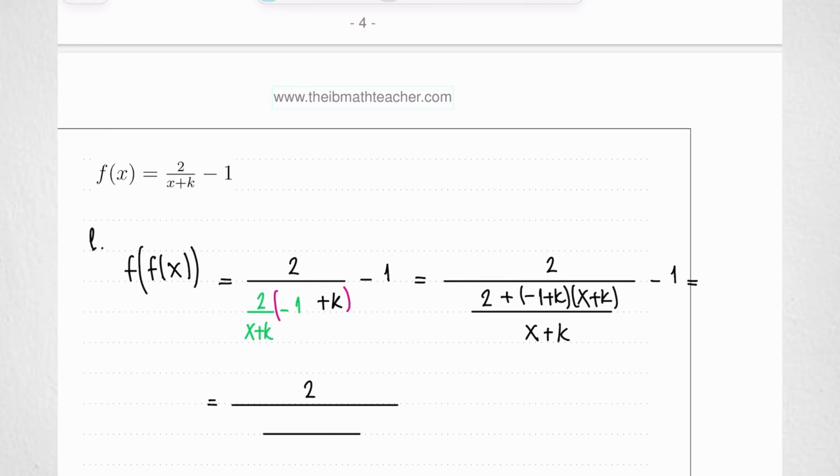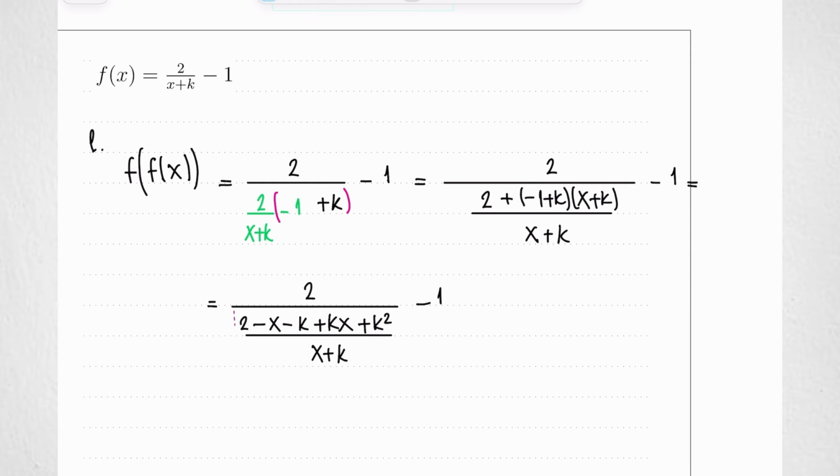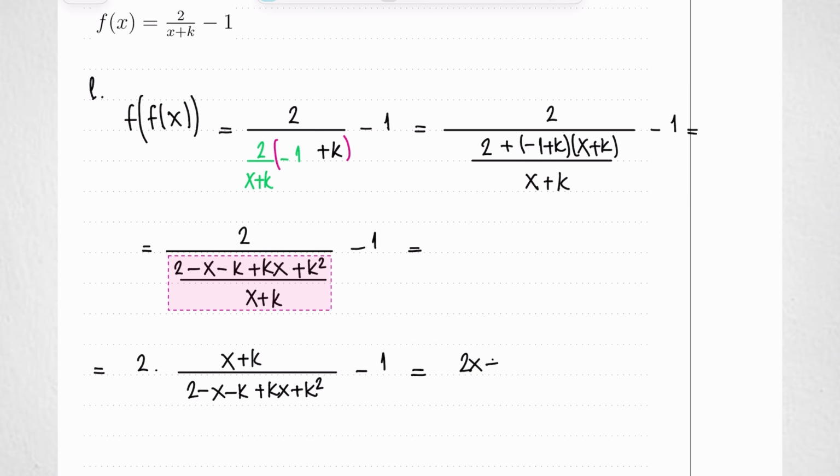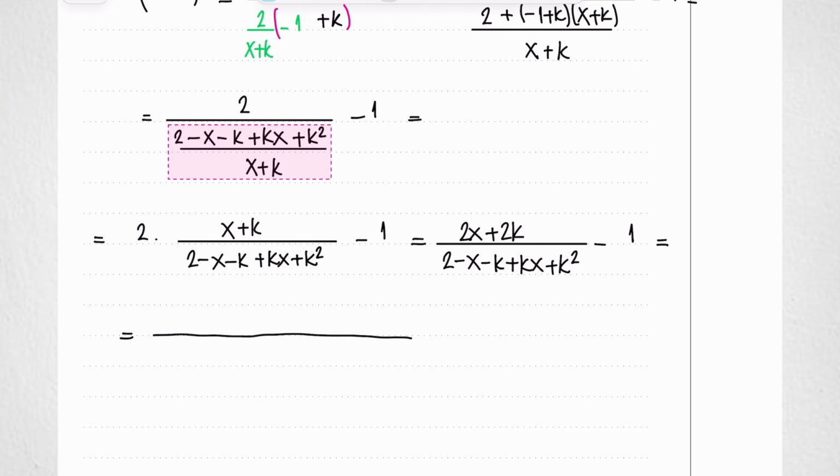And this gives us 2 over 2 minus x minus k plus kx plus k squared, all that over x plus k. And we can multiply the 2 in the numerator by the reciprocal of this fraction, which gives us this. And simplifying it a bit more, we need now to combine this fraction with the negative 1, which means writing everything over the same denominator, which means that we're going to have 2x plus 2k minus 1 times everything that's in the denominator here.